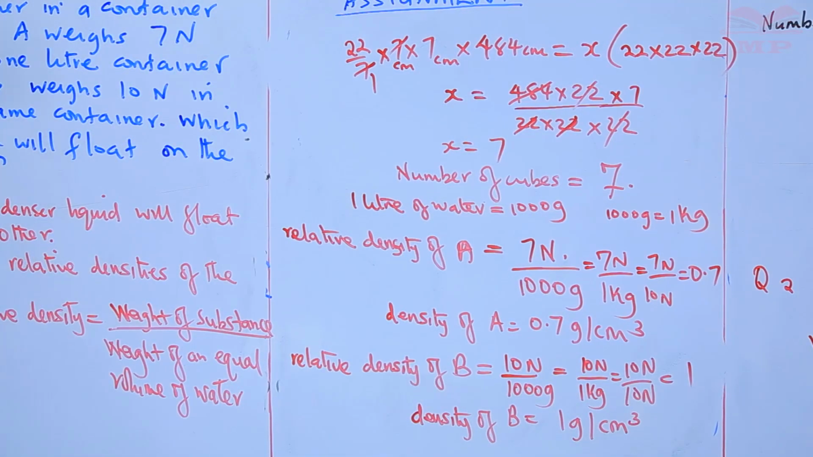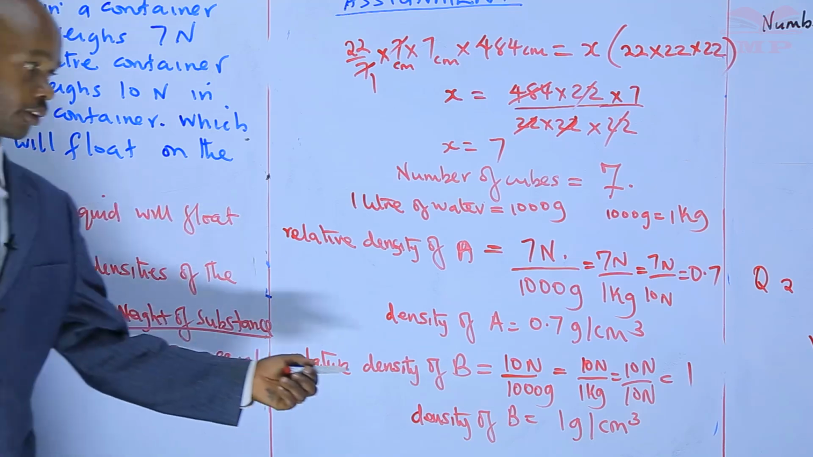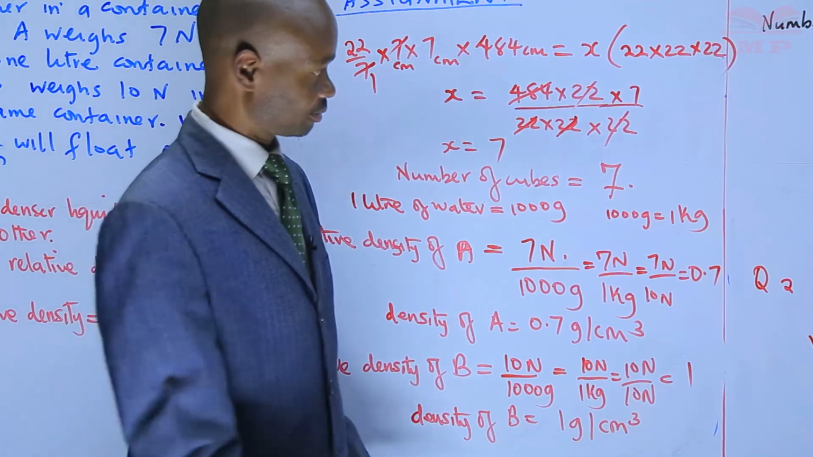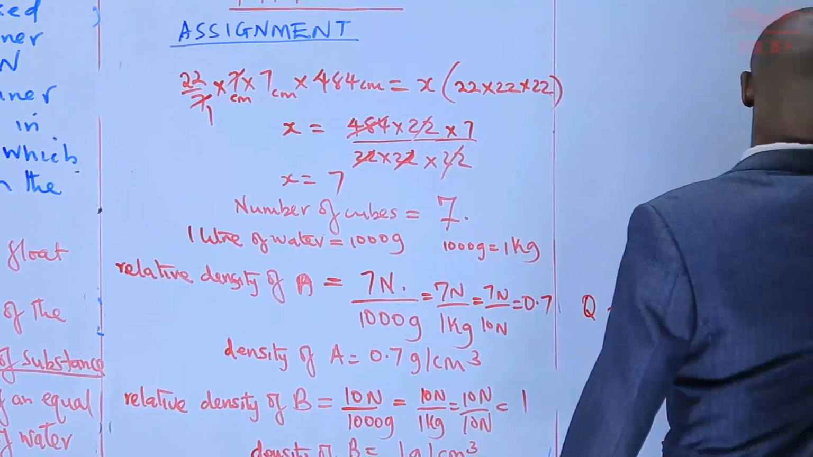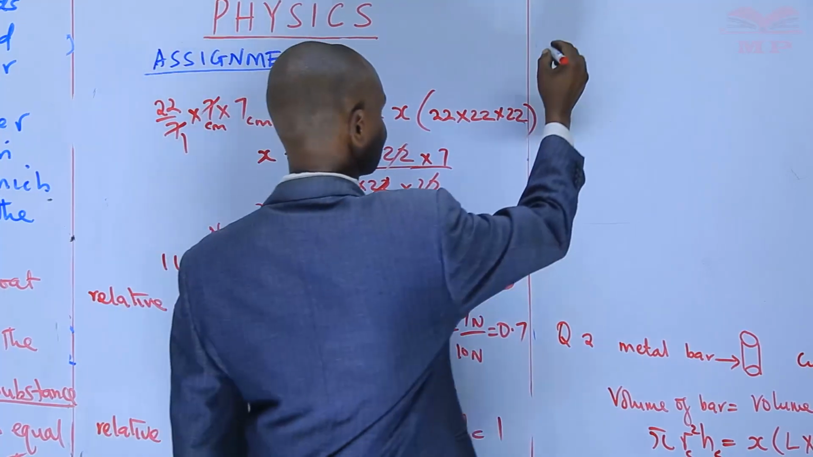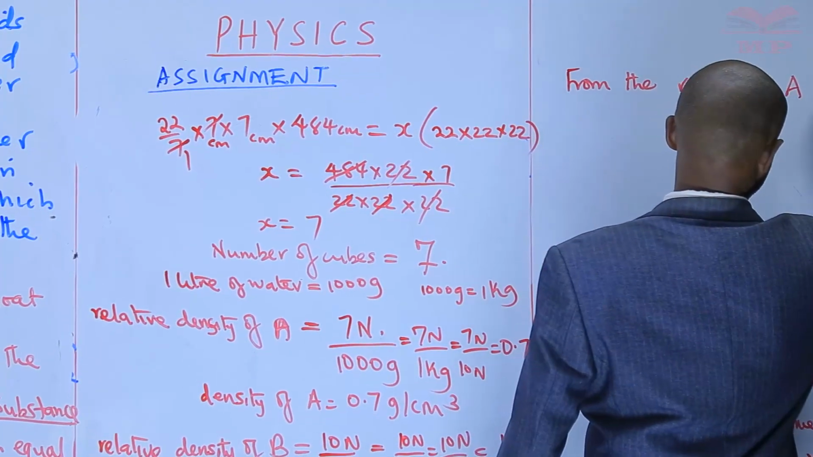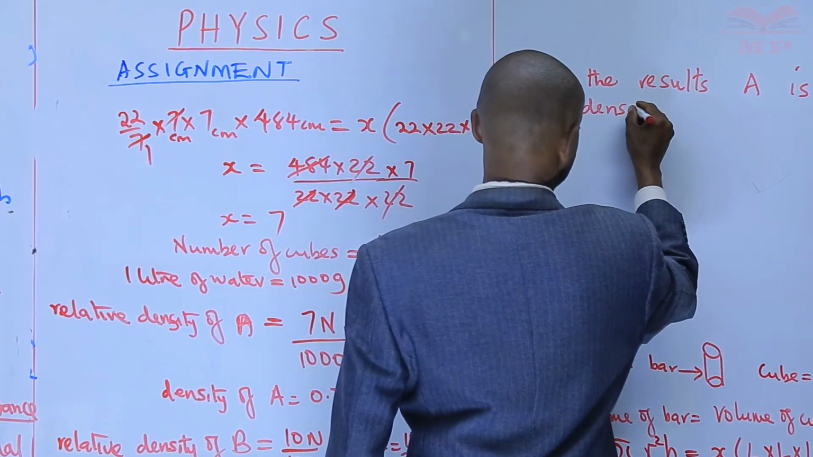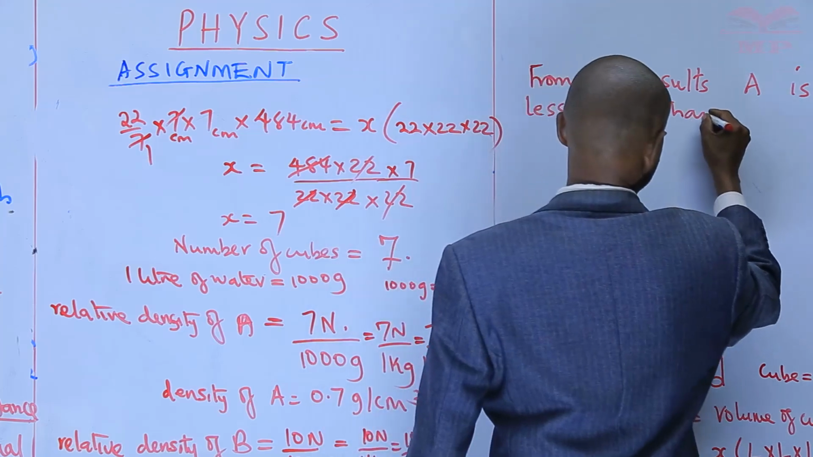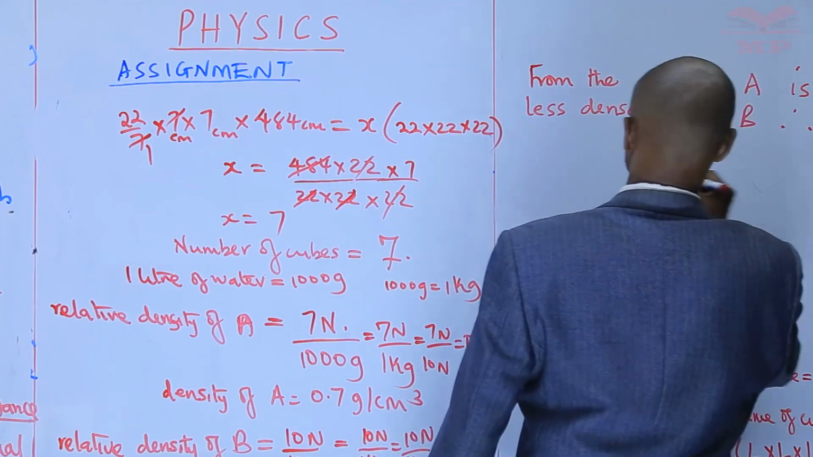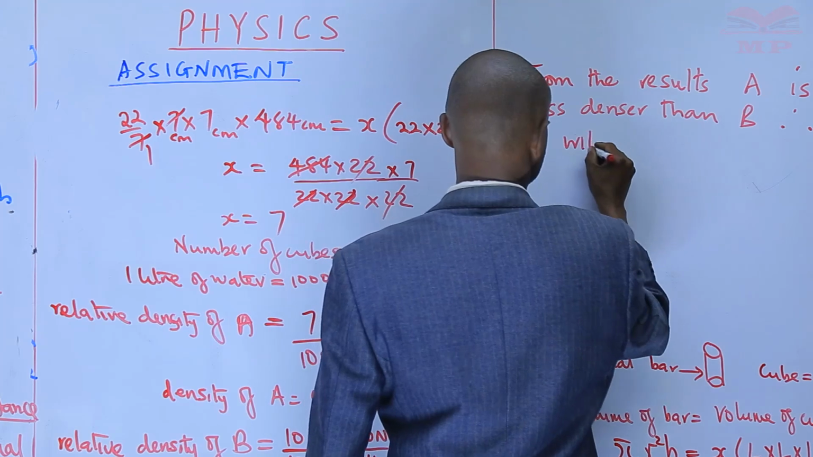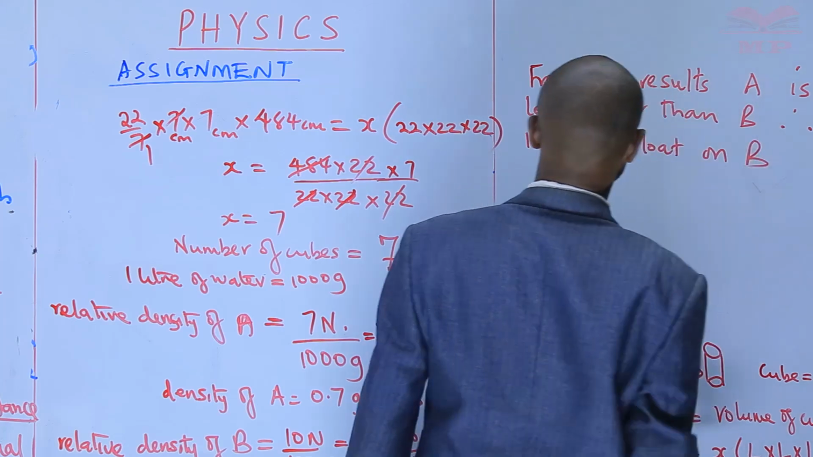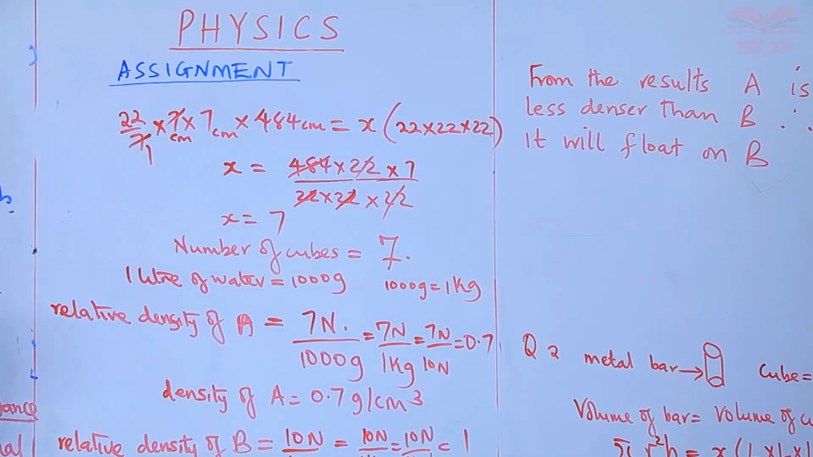So it is easy to know which is denser. It is now easier to know which one is denser. You compare 0.7 to 1 gram. So from the two, you come and explain from the results, A is less dense than B. Therefore, it will float on B.